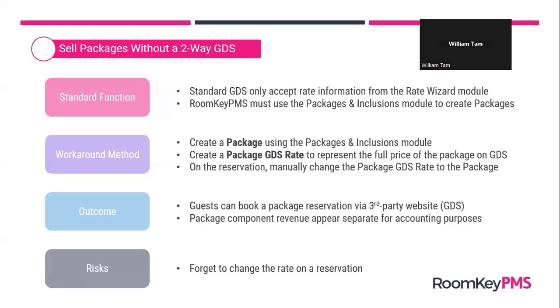Now, the outcome for this workaround method is that the guests can book a package reservation via third-party website distributed to the GDS. So through Expedia, one of your third-party providers like SiteMinder, anything like that. And the result for the accounting team is that the package component revenue will appear separated. So you'll have a separate revenue accounted for on your reports for your accommodation versus those package components.